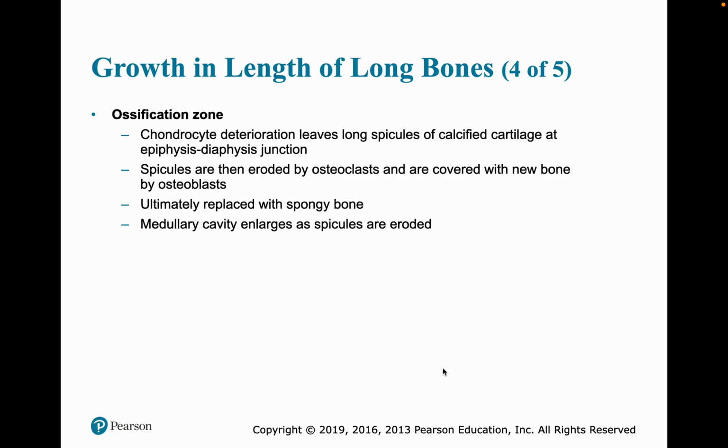And then we have the ossification zone, where the chondrocyte deterioration leaves long spicules of calcified cartilage at the epiphyse-diaphyse junction. Those spicules are then eroded by osteoclasts, then are covered with new bone by osteoblasts, and ultimately replaced with spongy bone. Eventually, the medullary cavity enlarges as the spicules are eroded.